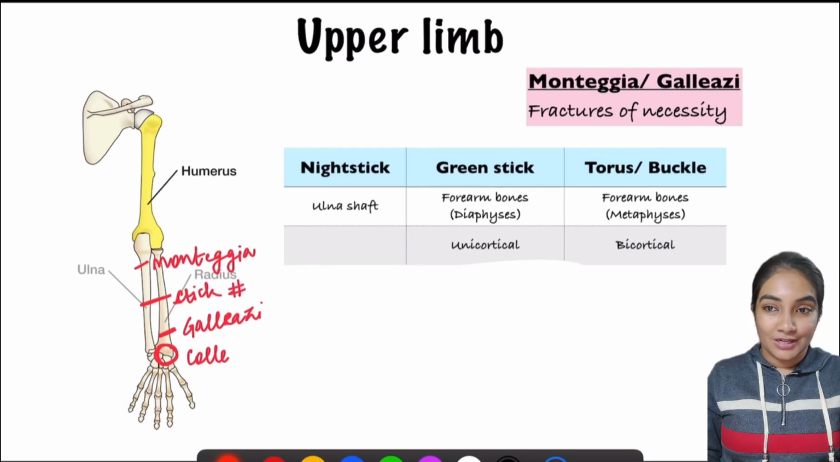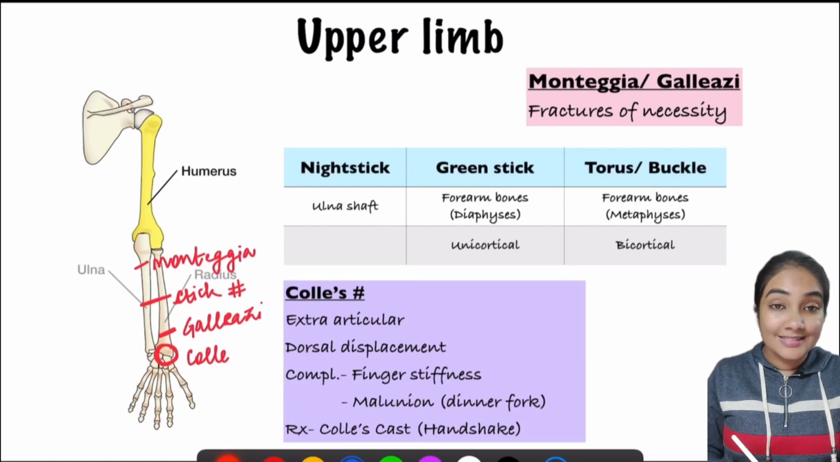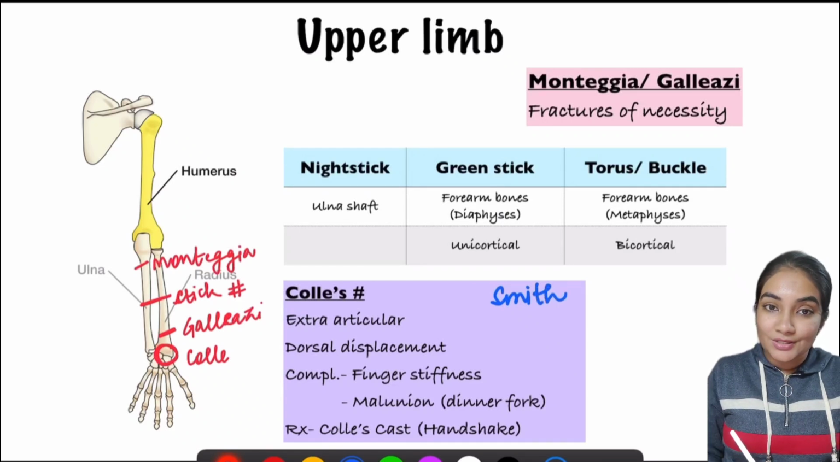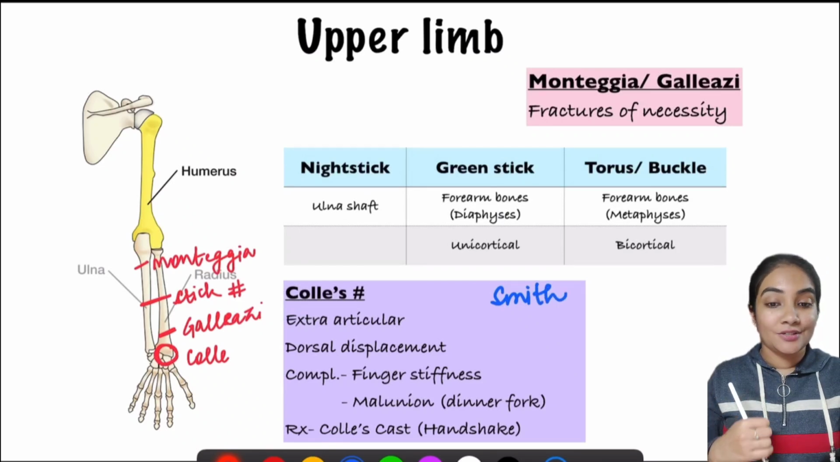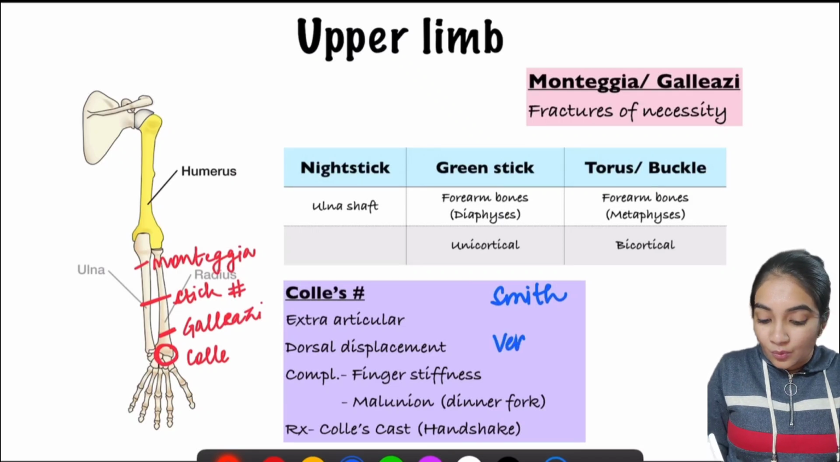Last, the Colles fracture, and probably the most important fracture. Colles is an extra-articular fracture at the distal end of radius. It has a dorsal displacement. Its brother Smith is also an extra-articular fracture at the distal end of radius, but it has a ventral displacement.